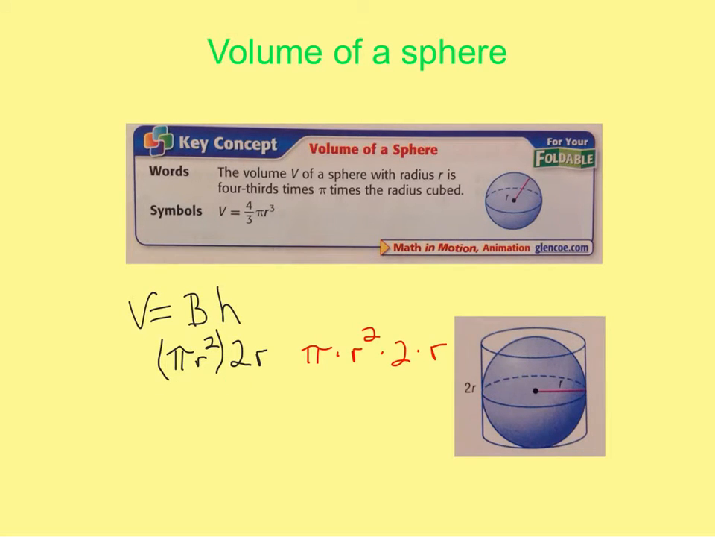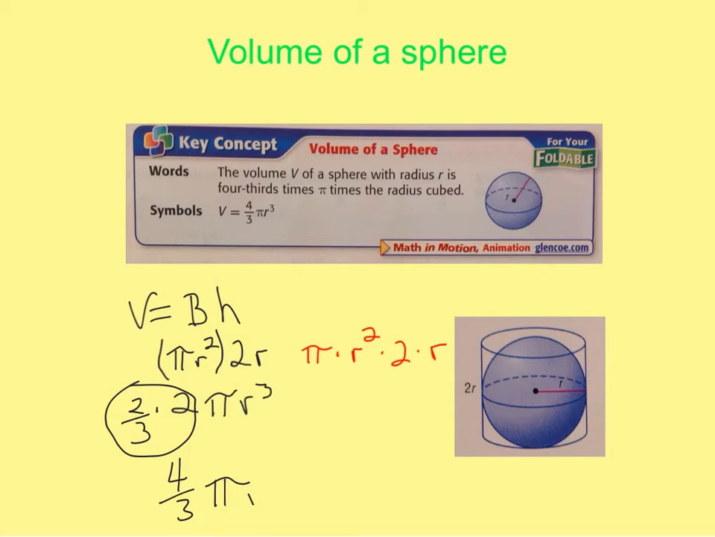Now this, when I write it out, essentially becomes this. I can combine my like terms. So I have r squared times r. It's going to be r to the third power. So when I'm writing this, I can do 2 pi r cubed. And now a sphere fills up 2/3 of a cylinder. So it's going to be 2/3 times 2 times pi times r cubed. And now when I multiply these together, I get 4/3 pi r cubed.